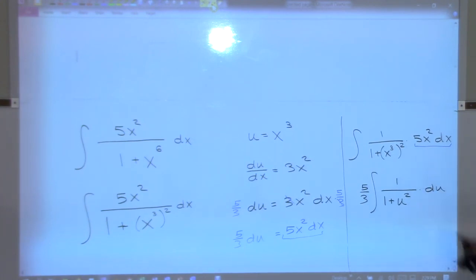You're almost there. Do we just put u back in? What's u? X cubed? Not yet. We need the antiderivative. Oh, right. We haven't actually taken the antiderivative yet. So would that be arctan?